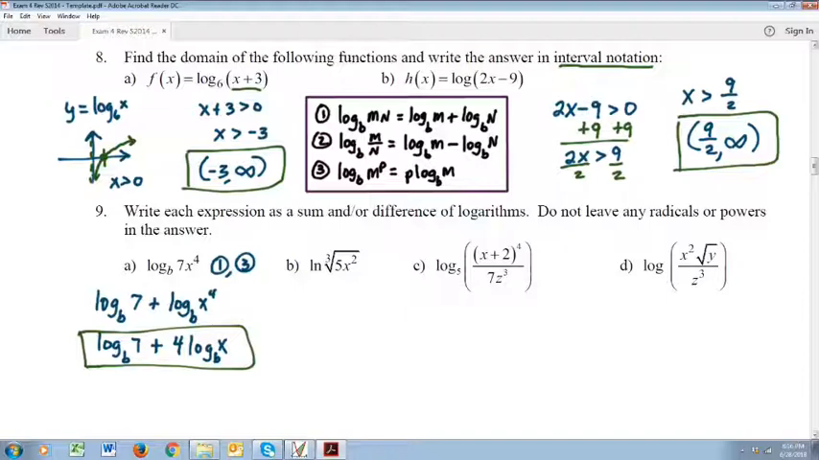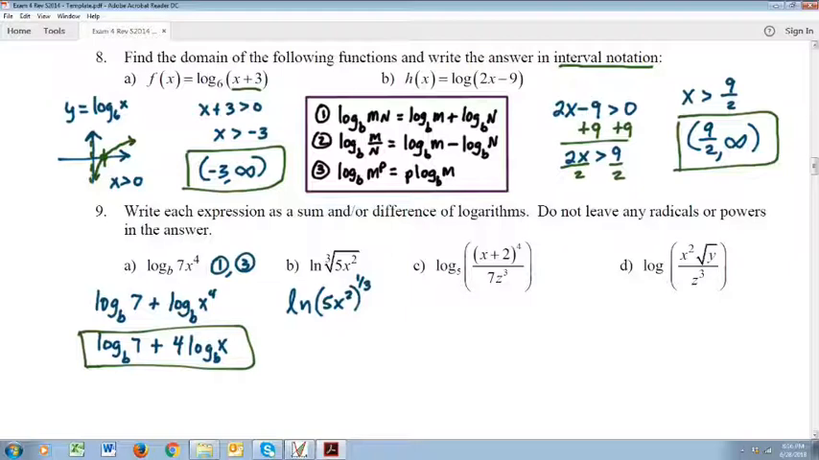So in this problem, I've got a product 5x squared, and also I've got an exponent on the x, but I've got that radical. I really need to take care of that first because I really can't get to the product. So we're going to have to use rule 3 first. Notice I've rewritten this as 5x squared to the 1/3 power.